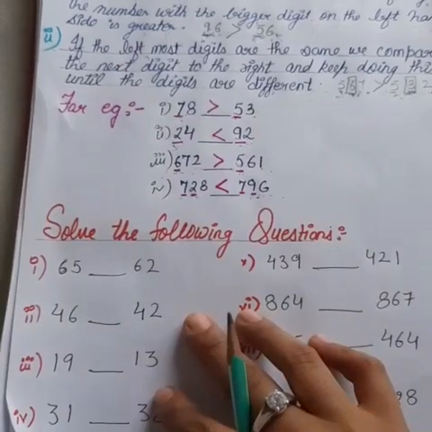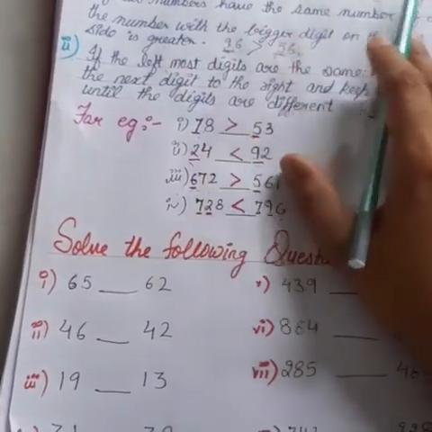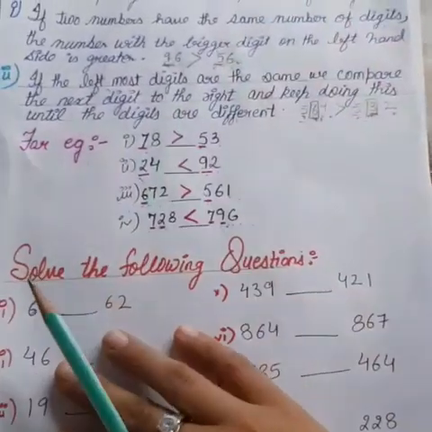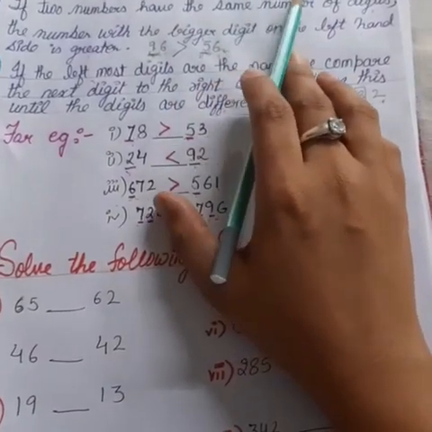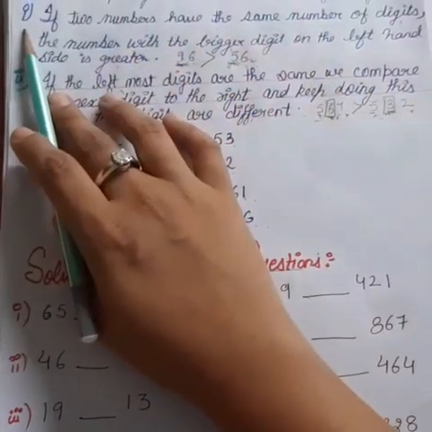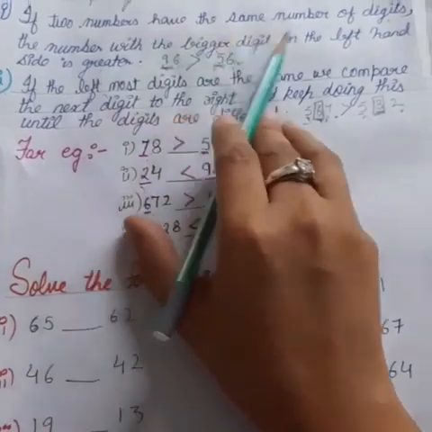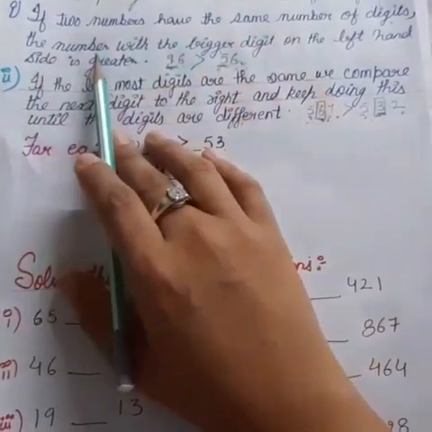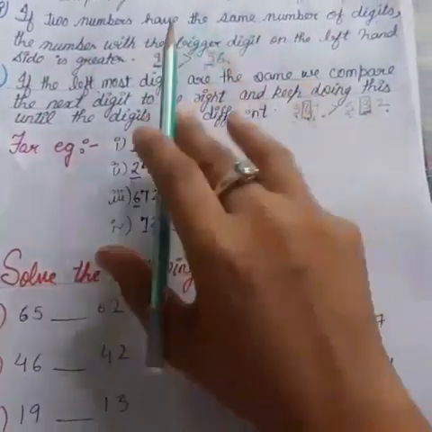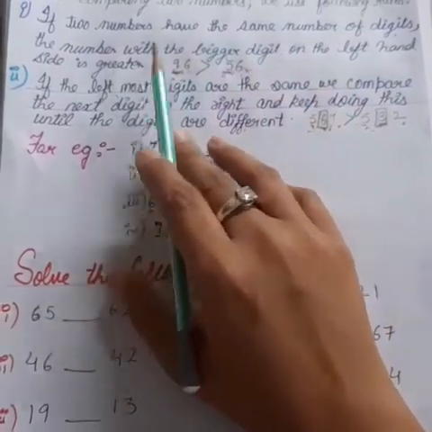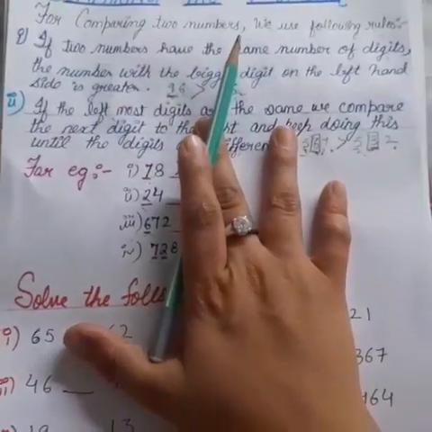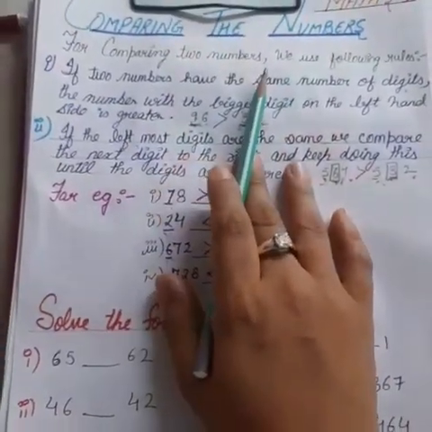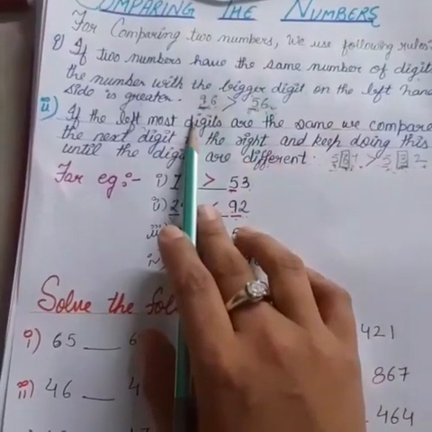I am going to teach you comparing numbers, class 6 maths. For comparing two numbers, we use the following rules. First rule: if two numbers have the same number of digits, the number with the bigger digit on the left hand side is greater. The best way of comparing numbers is to compare each place value starting from the leftmost digit.